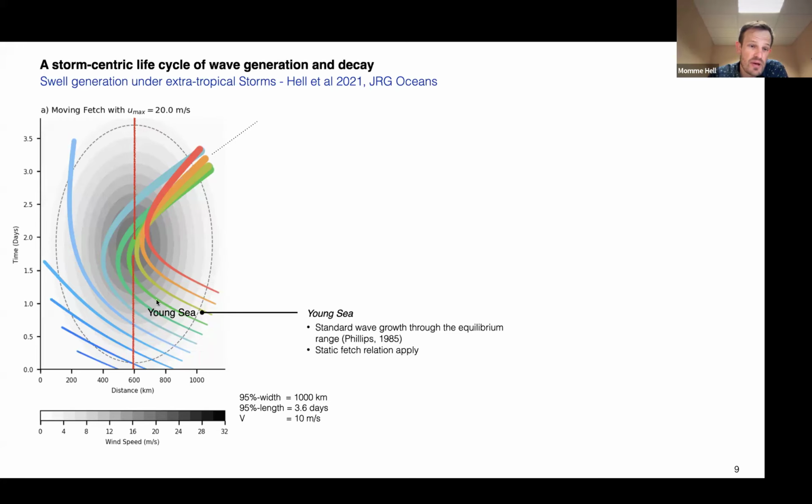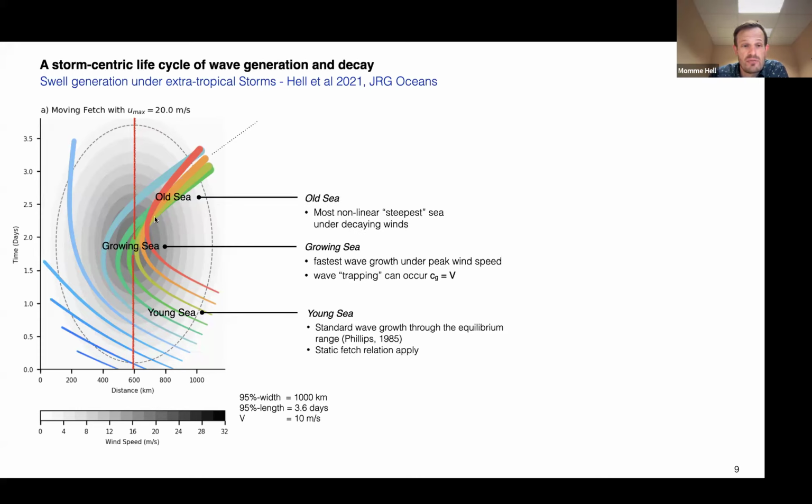So this is classic wave growth: a young sea, where the winds are static and the waves are static, but both dynamically grow. Then you have a growing sea, where the winds are strongest, and these characteristic curves are bending and spatially converge. That's when, of course, the wave group velocity is the same speed as the storm.